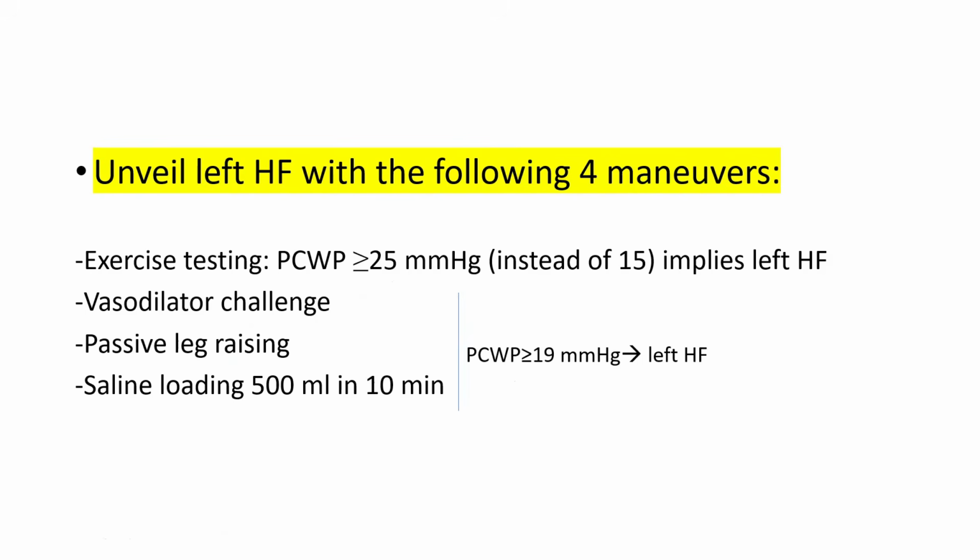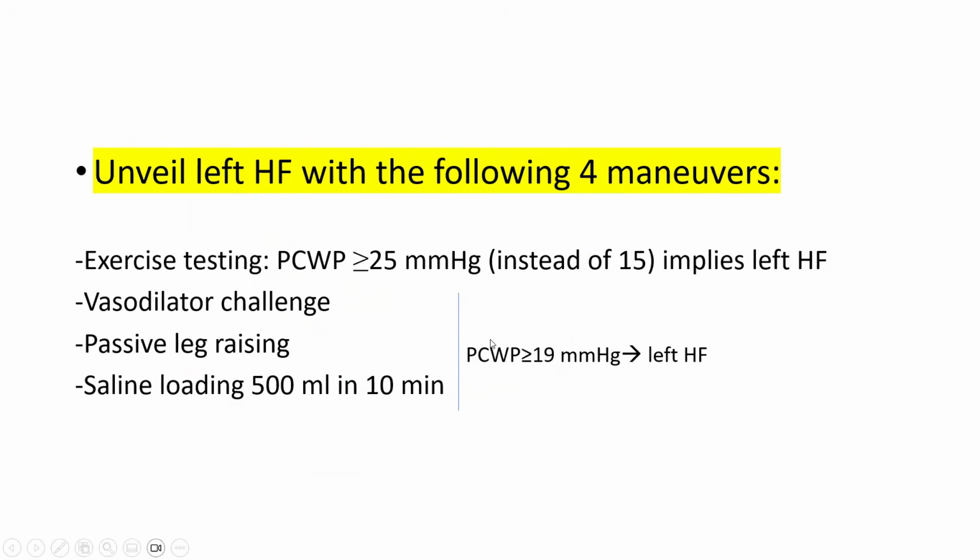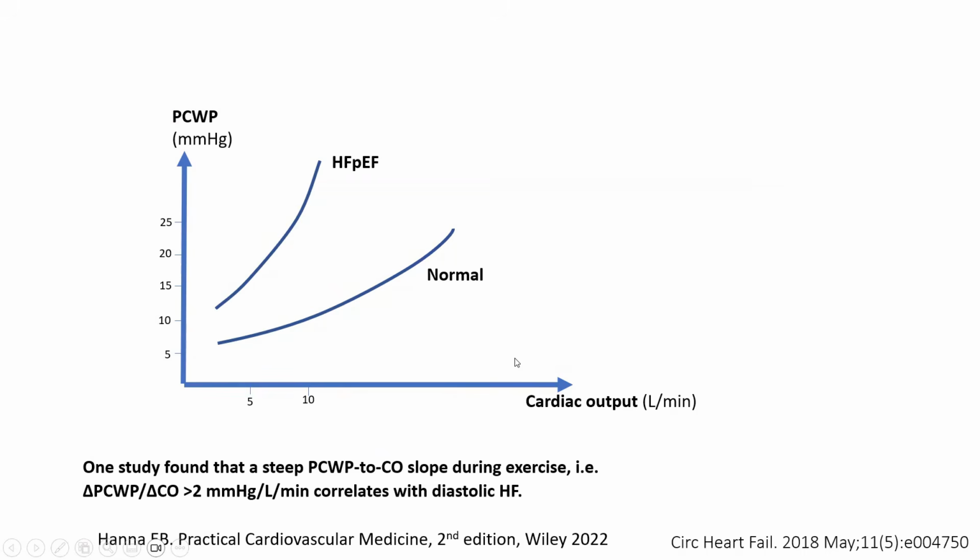But what I like more than just those numbers, I like to use the pressure volume relationship, which you can apply easily during right heart cath. The pressure volume relationship correlates with the wedge pressure cardiac output relationship. So I like to do those maneuvers and measure how the wedge pressure as well as the cardiac output changes during those maneuvers. And the delta wedge pressure divided by delta cardiac output of more than 2 correlates with diastolic heart failure. It really implies that you have that steep relationship of diastolic heart failure.